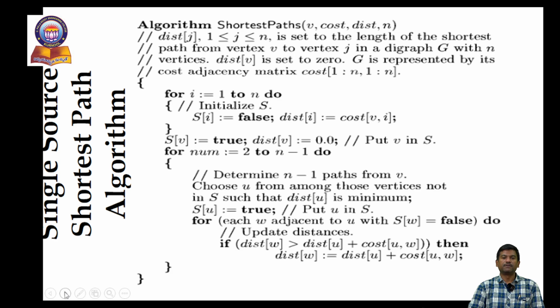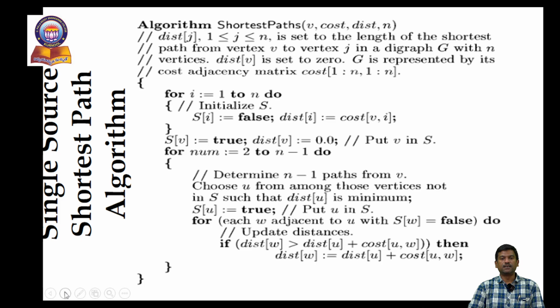And there may be several adjacent vertices that are being connected. That is, for each W, even before this one, you have to make S of U equal to true. So what does this true or false indicate? S of I equal to false indicates this is an unexplored vertex, whereas S of U indicates that the vertex has been taken into the solution set.